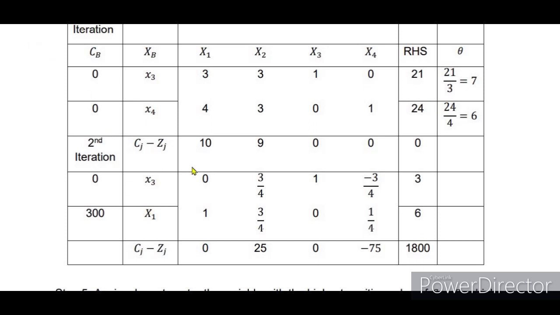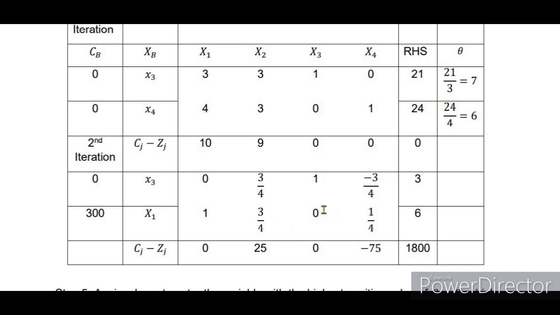Okay, so next, 3 times 3 over 4 is what? Is 9 over 4. Okay, now we got 9 over 4 here, so we will subtract it from its corresponding value or element of x sub 3. So 3 minus 9 over 4 is equal to 3/4. That's why it is 3/4. You get that?